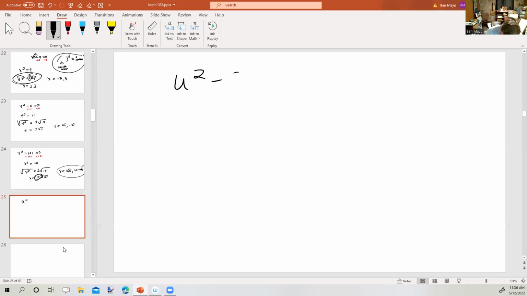Let's take a look at this one. U squared minus 24 equals 0. So we're going to add 24 to both sides of the equation.